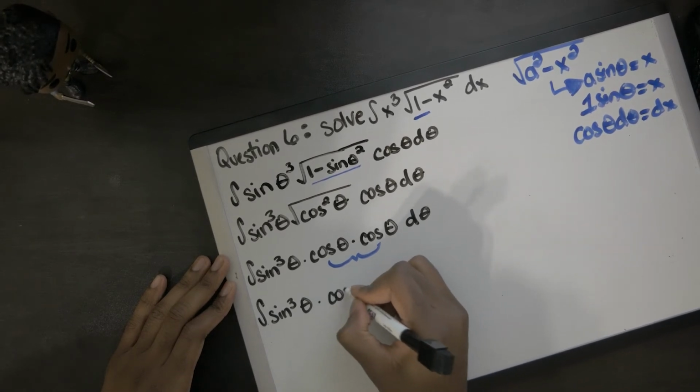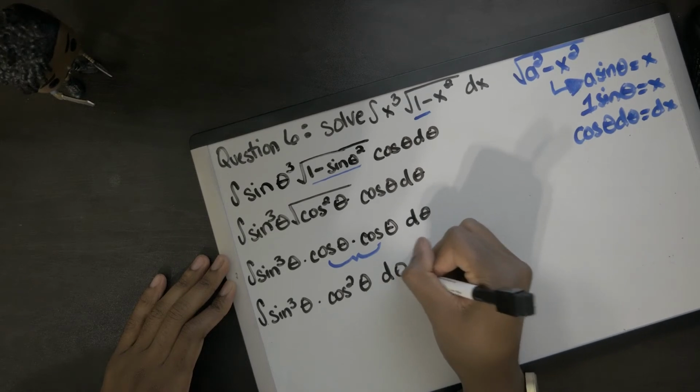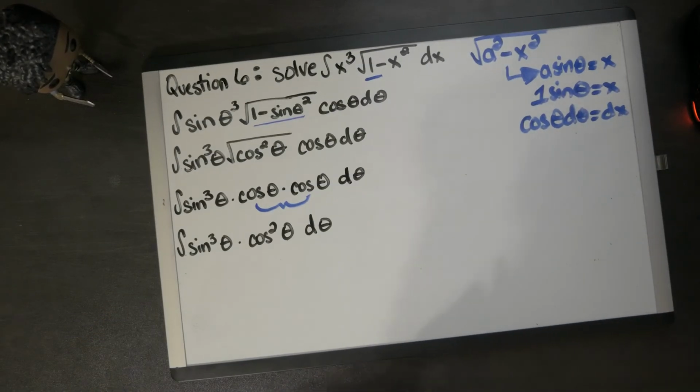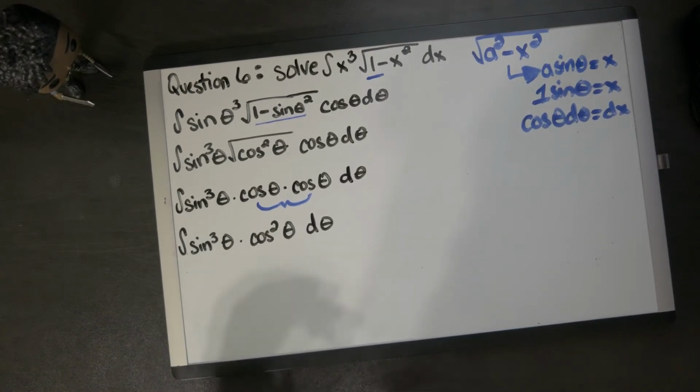Times cosine squared theta d theta. Okay. So now you're probably looking at this like, okay, well, that was some trickery form of mathematics, but what else can you do now at this point? Well, I want to condense some things down, and that sine cubed theta looks real ugly. But what can I do to do that?